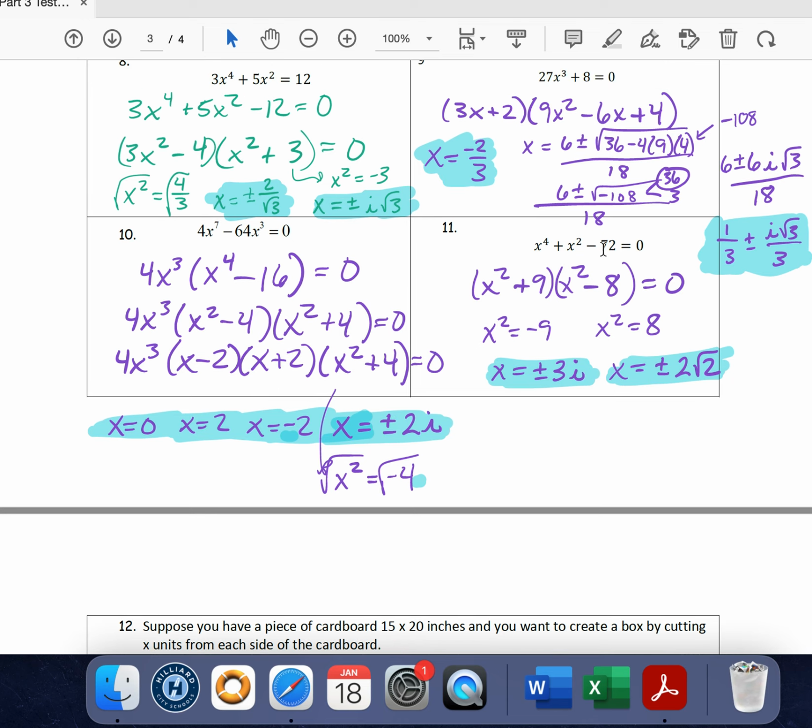This one is double bubble, and then once you get the double bubble, you can use square roots here, and you can use square roots here to find the actual solutions to that, meaning when is x squared plus 9 equal to 0? Well, that's plus or minus 3i.